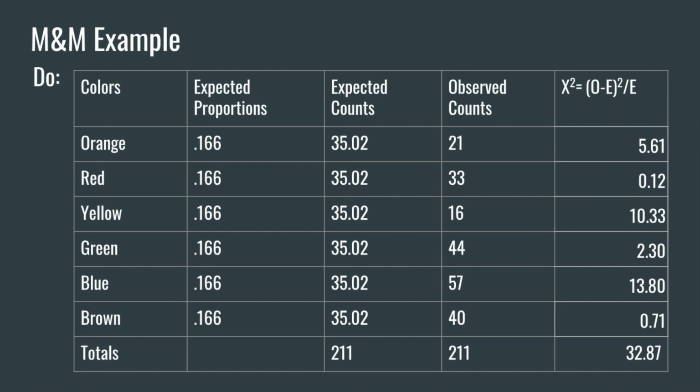Now for the do step, the easiest way to find the chi-squared statistic is to make a table. So we have the expected proportions for all 6 categories, and then multiplying that by the 211 M&Ms, we get 35.02 for each expected count. And now going through, we counted our sample of M&Ms, and in our last column, found the chi-squared statistic. So we have the observed count minus the expected count squared divided by the expected count. And then we summed all of those values to get a final chi-squared statistic of 32.87.